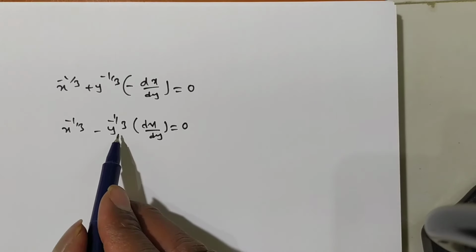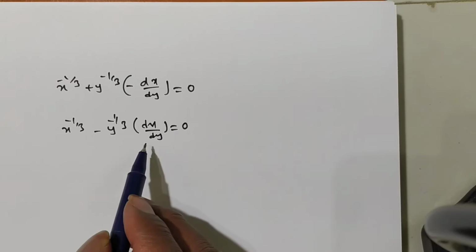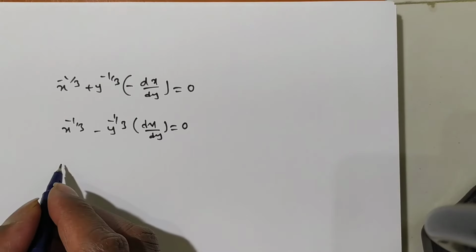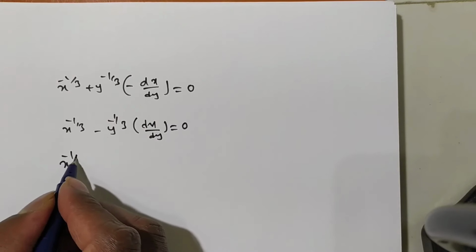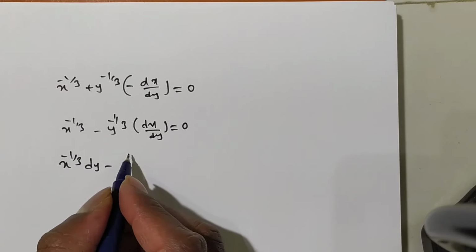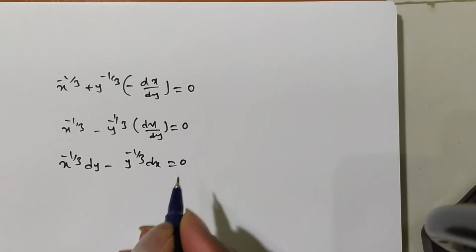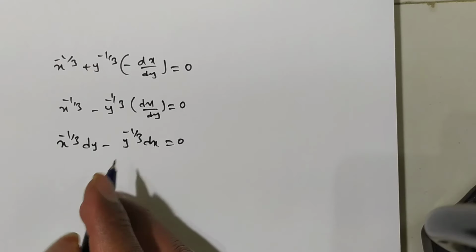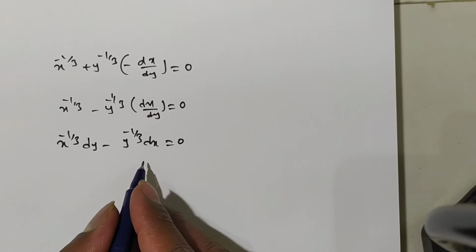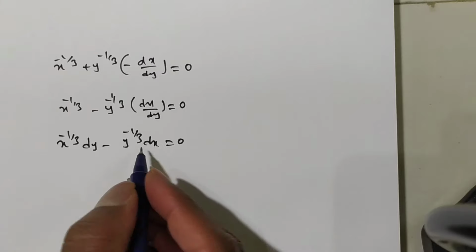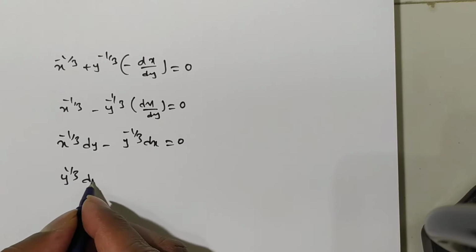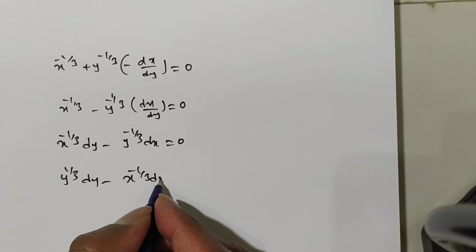Now here you have y to the power of 1/3 and here x to the power of 1/3. While doing the variable separable method, dx and dy should be in the numerator. So take dy in the numerator, then you will have x to the power of minus 1/3 into dy minus y to the power of minus 1/3 into dx equal to 0. In the variable separable method, the dy coefficient should be a y term and the dx coefficient should be an x term. So taking these powers across, we get x to the power of 1/3 dy minus x to the power of minus 1/3 dx equal to 0.